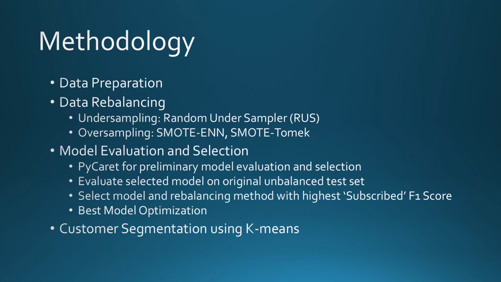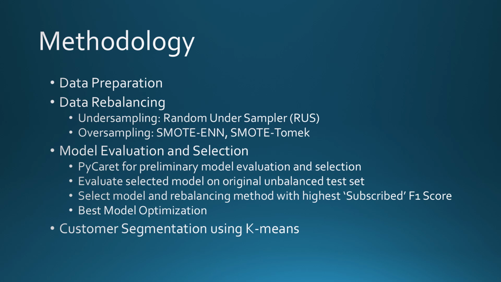To address this, we will evaluate 3 common rebalancing methods. One is an undersampling technique called random undersampler, which will reduce the majority samples to match the quantity of minority samples. The second is SMOTE-ENN. SMOTE stands for Synthetic Minority Oversampling Technique. This generates synthetic minority samples with some undersampling of the majority data. The third is SMOTE-Tomek, which uses the same oversampling technique as SMOTE-ENN, but uses a different undersampling technique.